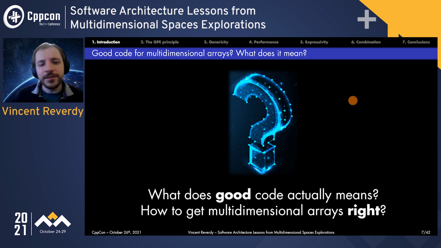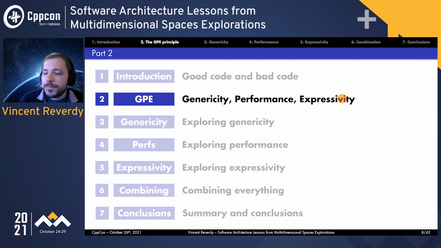So what I will be talking about today is what good code actually means and how to get multidimensional arrays right. Because as I said before, in C++, if we standardize something, we want the thing done right, except that doing multidimensional arrays right is a very complicated problem, as we will see. So, going from there, in trying to define what right means, we'll talk about genericity, performance, and expressivity.